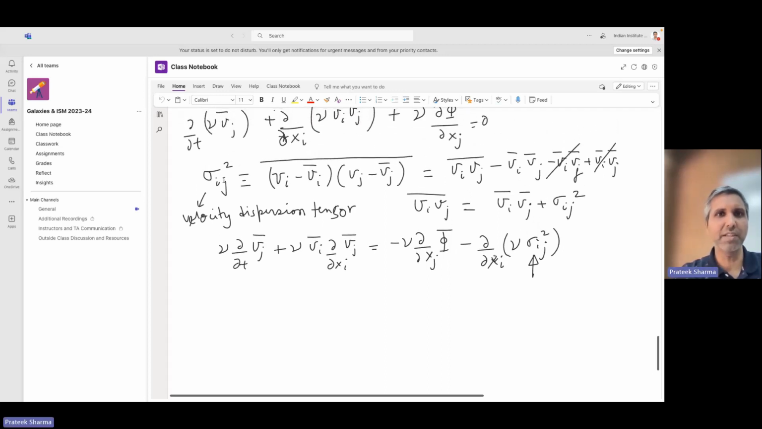So this is sigma ij squared, and this is the definition. You can see it's a symmetric tensor, because if you interchange j and i, vi vj bar becomes vj vi bar. This is vi vj bar. So these two quantities are symmetric themselves, and sigma ij squared is a 3 by 3 symmetric tensor.